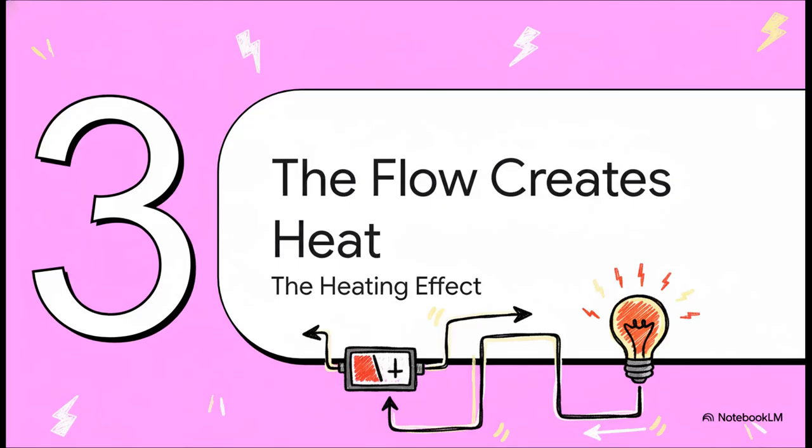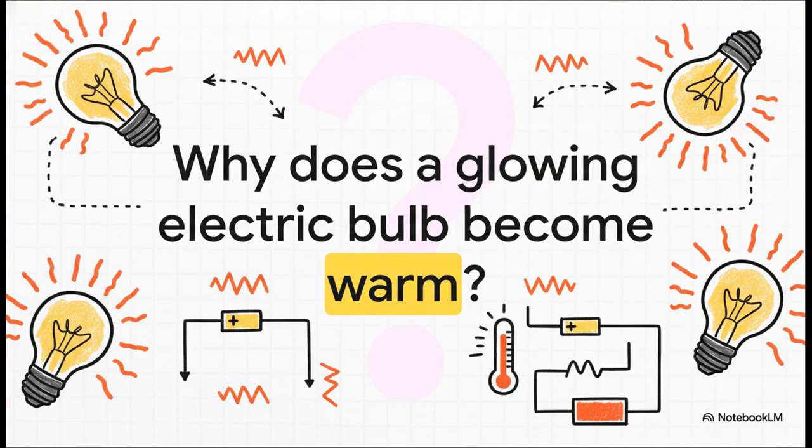Okay, so we've got our symbols, we've got our battery. Now for the fun part. What actually happens when we connect everything and let that electric current start to flow? Well, something pretty interesting starts to happen. Let me ask you something. Have you ever noticed how a light bulb gets warm? Sometimes even hot after it's been on for a bit? I'm sure you have. So what's causing that? Why does it heat up?